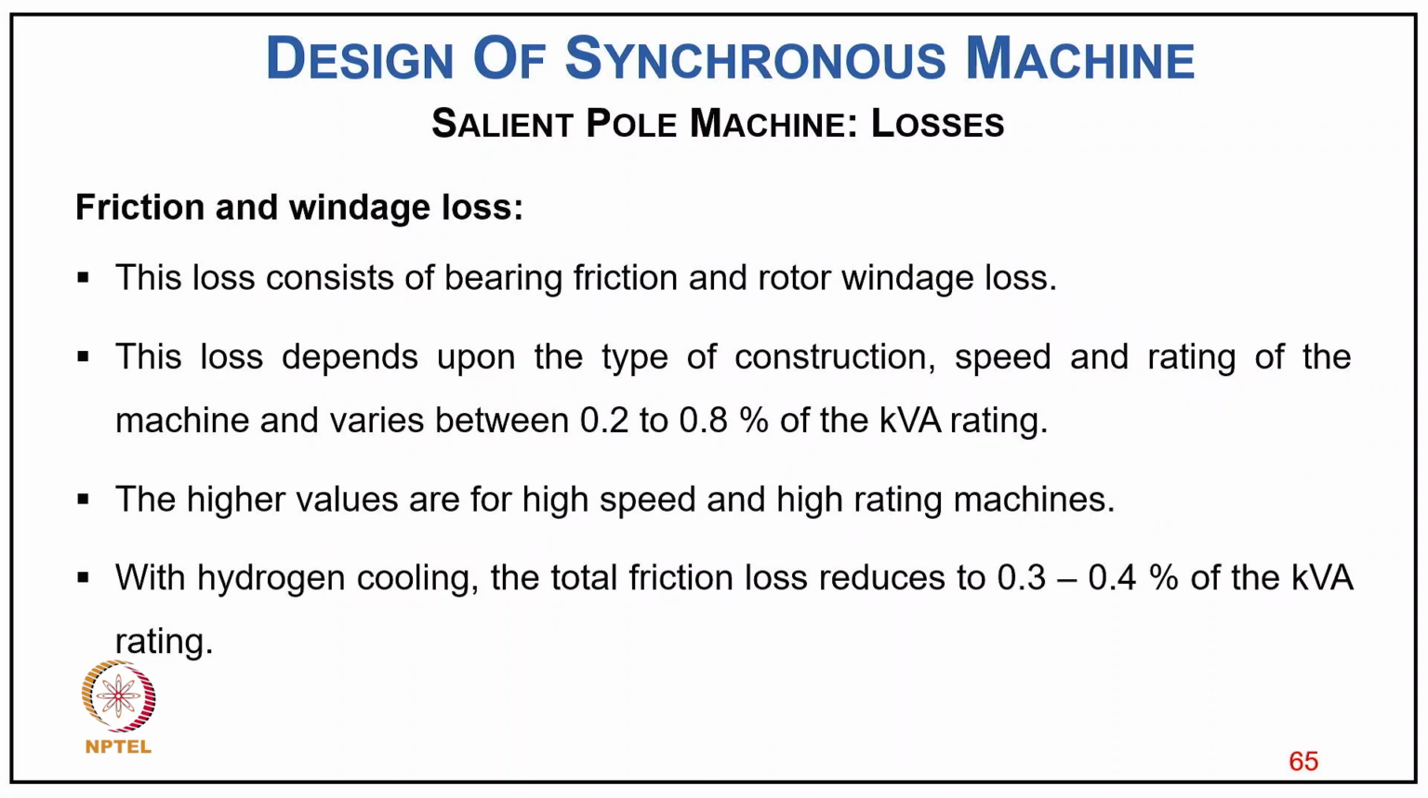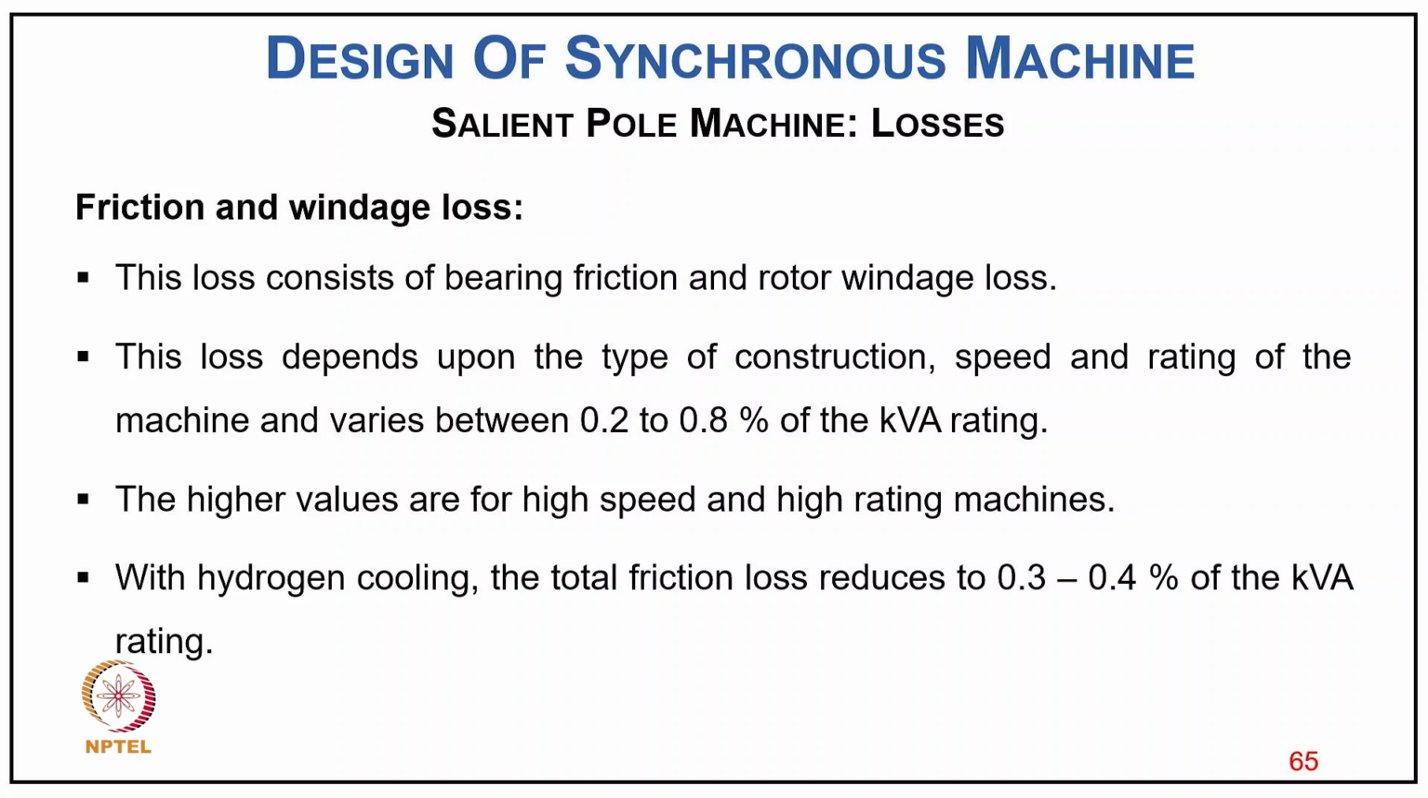Now coming to friction and windage losses, this loss consists of bearing friction and total windage loss. This loss depends upon the type of construction, speed and rating of the machine, and varies between 0.2 to 0.8% of the kVA rating, and the higher values are for higher speed and higher rating machines.